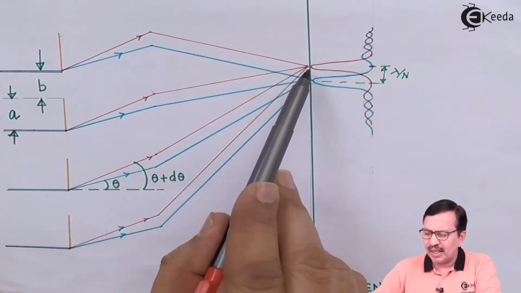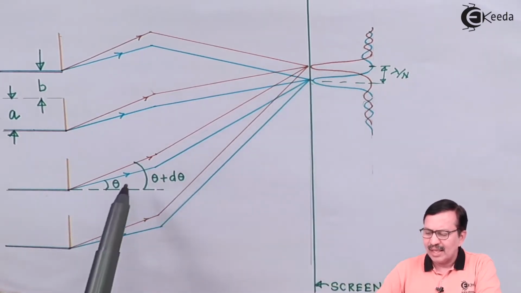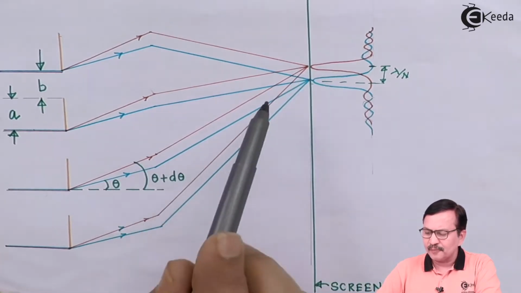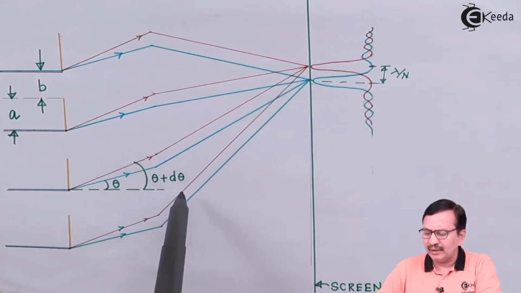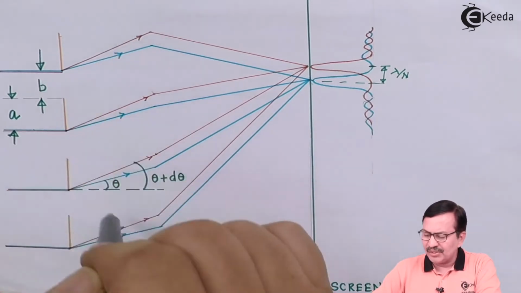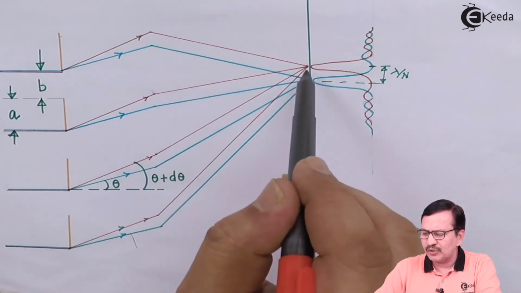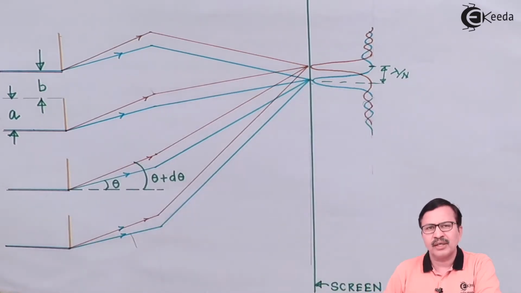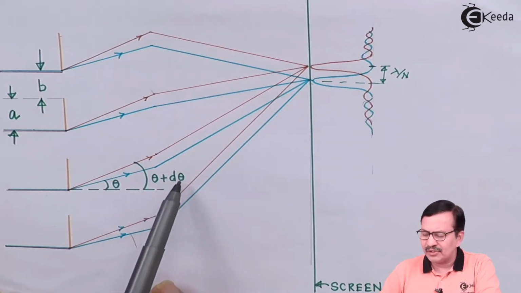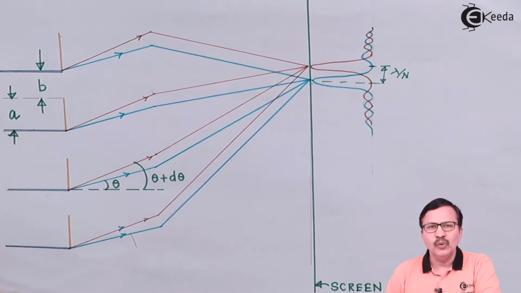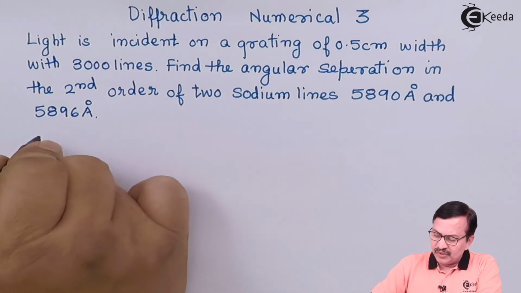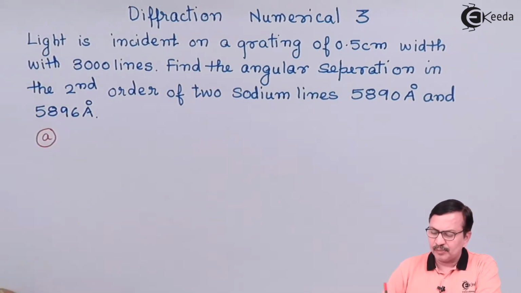And each one of them is going to have its maxima placed at different angles over here, theta and theta plus delta theta. Imagine a lens placed over here. Everything is getting focused at these particular points. So we wish to find out the angular separation delta theta, d theta, between the two wavelengths of the sodium lines. There are two parts to this particular problem.